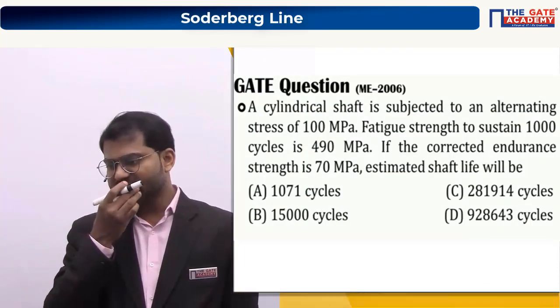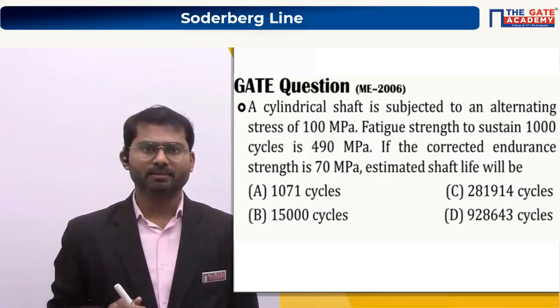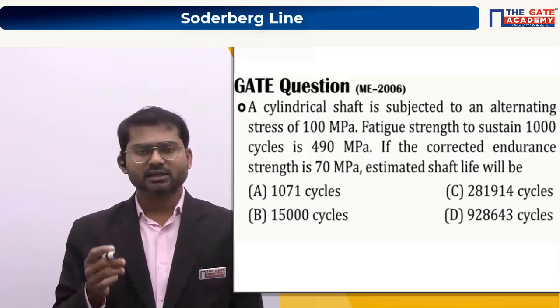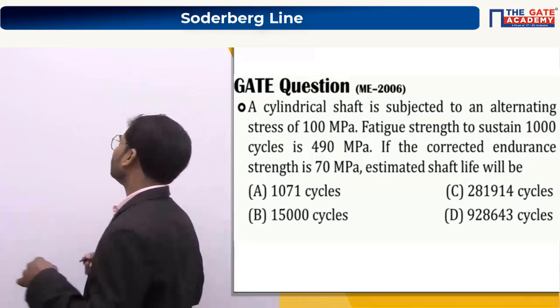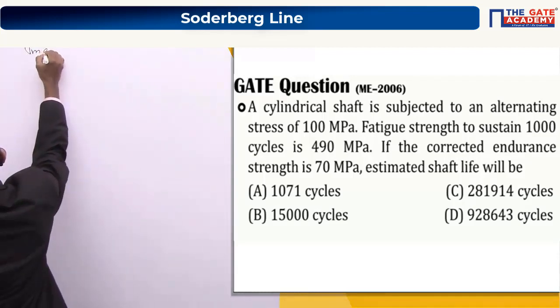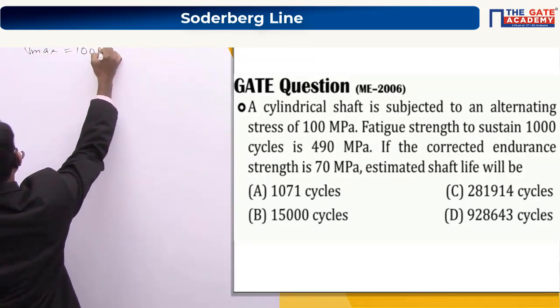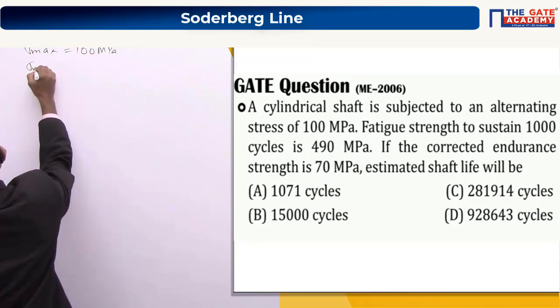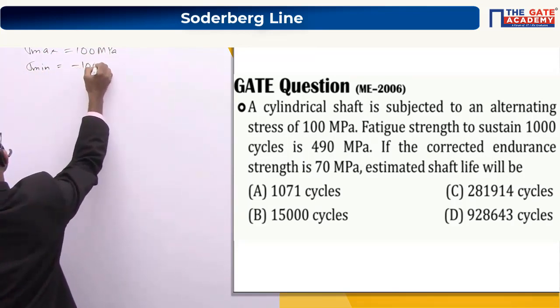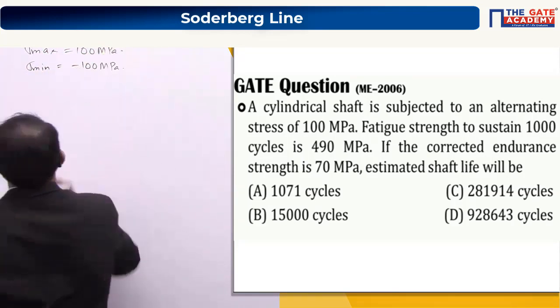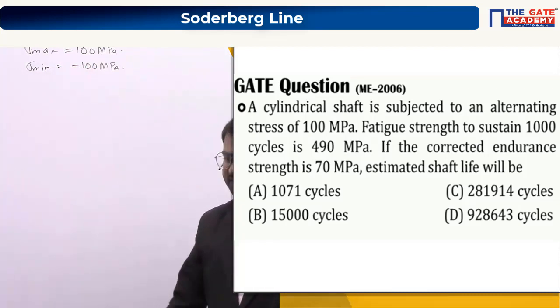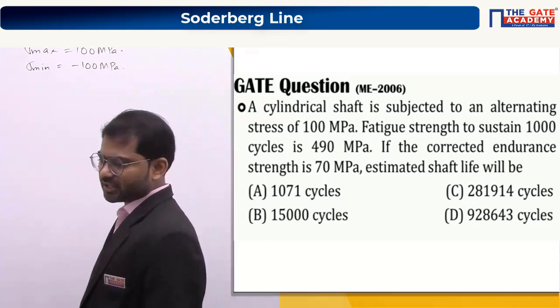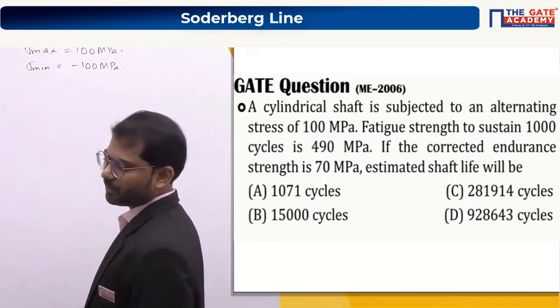It's given that a cylindrical shaft is subject to an alternating stress of 100 megapascal. So alternating stress of 100 megapascal means sigma max is 100, sigma minimum is equal to minus 100 megapascal. Understood? So this is the meaning of the first statement. Next, fatigue strength to sustain 1000 cycles is 490 megapascal.